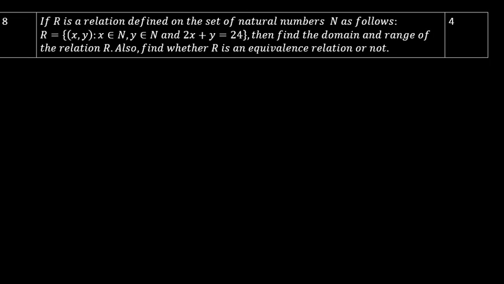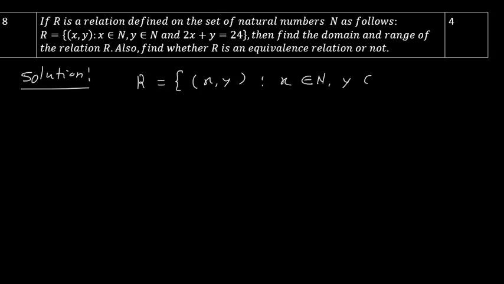Now here in the solution, I have given a condition that 2x plus y is 24. So first we will define R. R is the set of (x, y), where x belongs to natural numbers and y also belongs to natural numbers, and 2x plus y is 24.